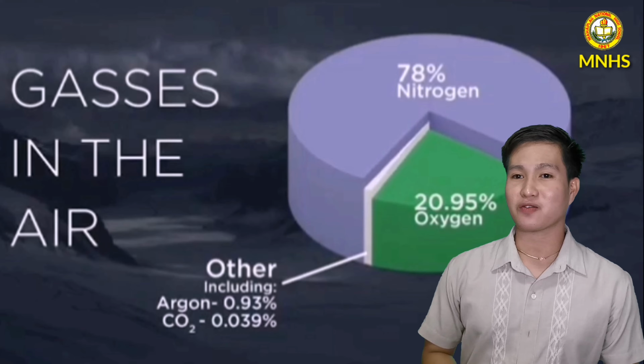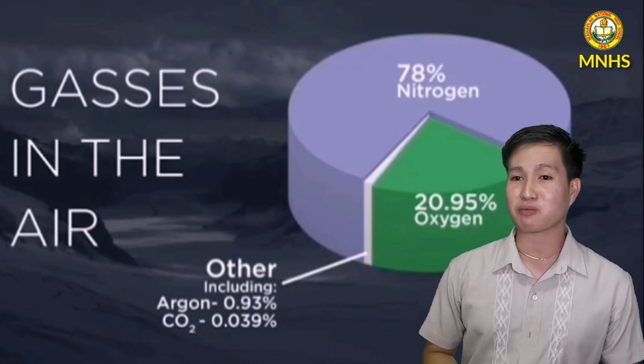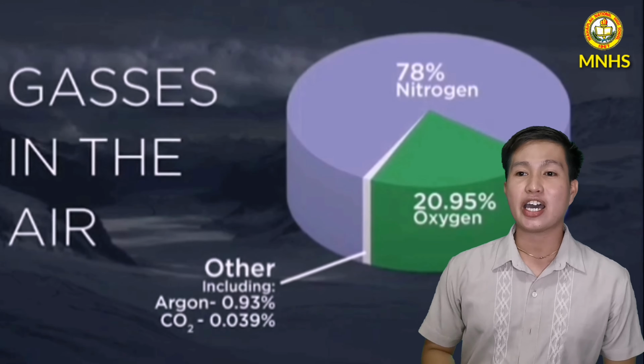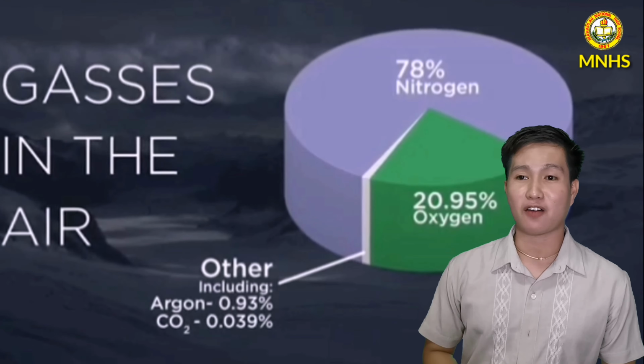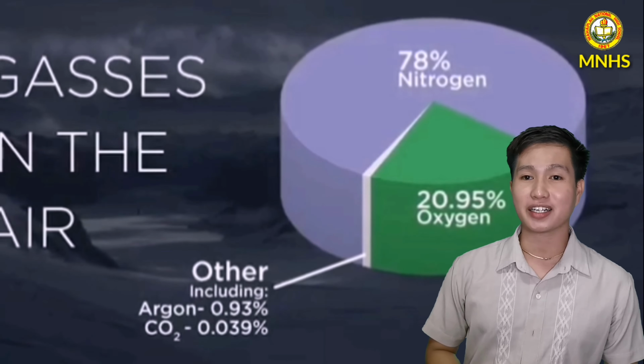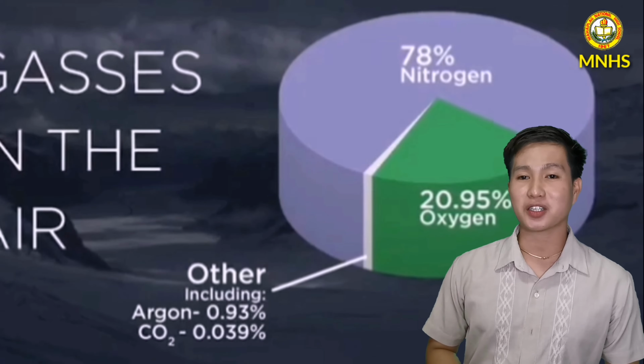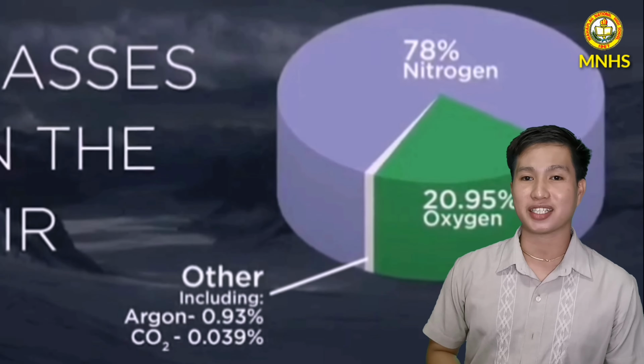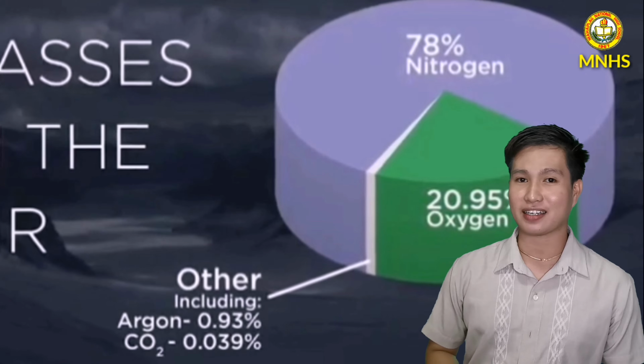The Earth's atmosphere comprises 78% of nitrogen, 20.9% of oxygen, 0.93% of argon, and 0.0039% of carbon dioxide and other gases.